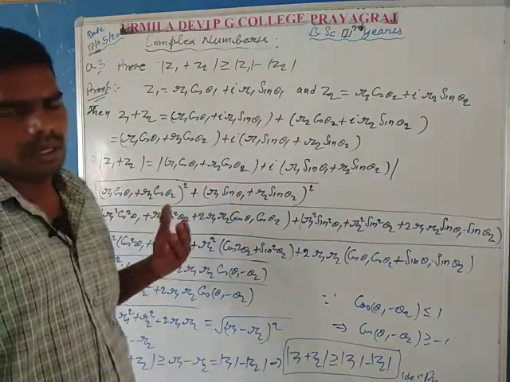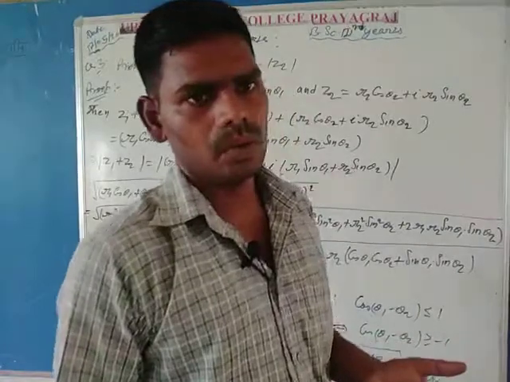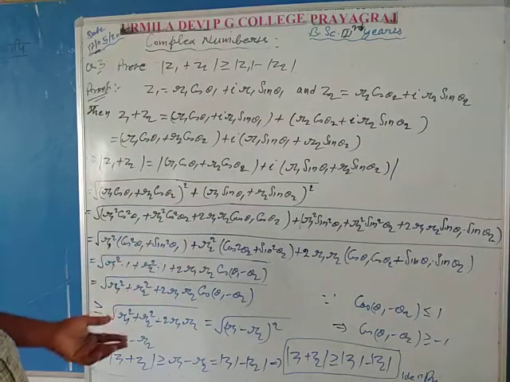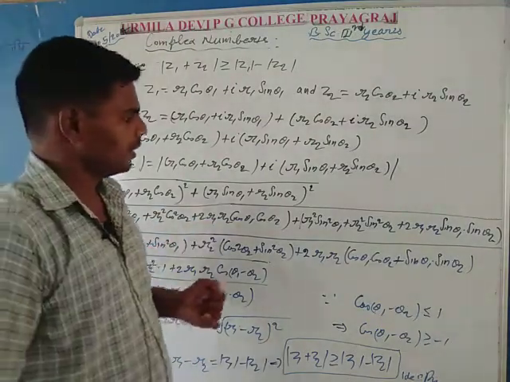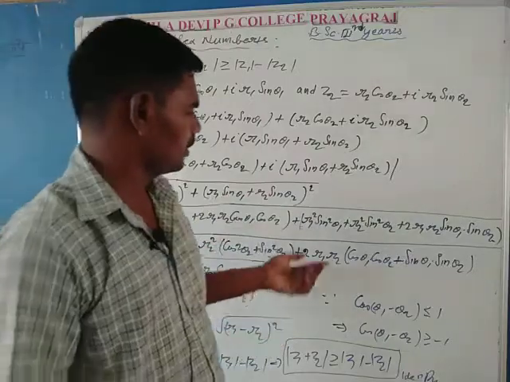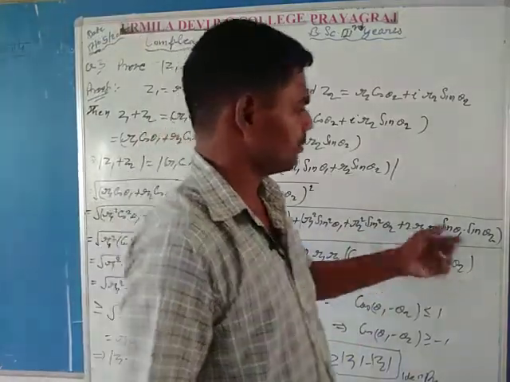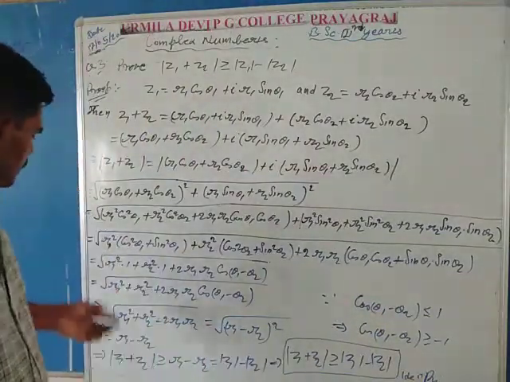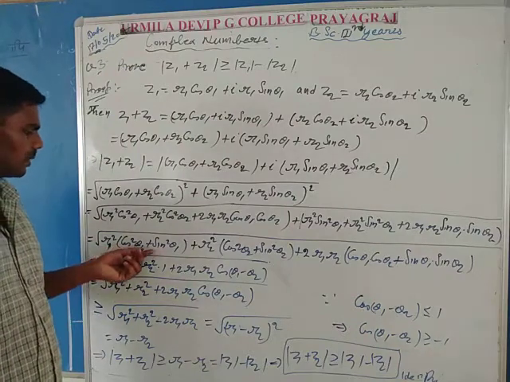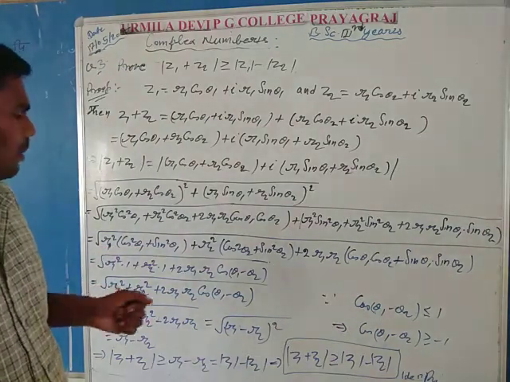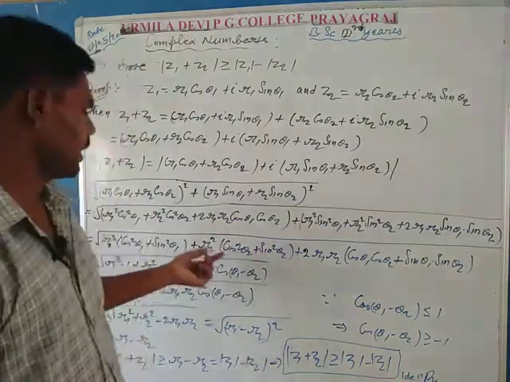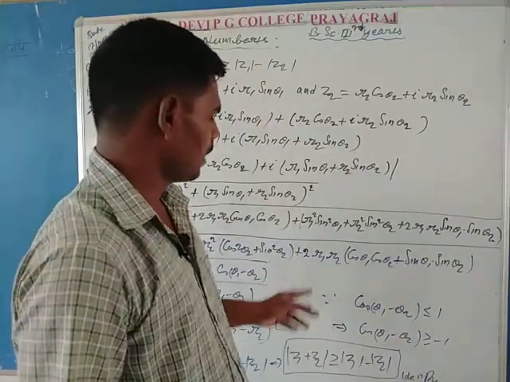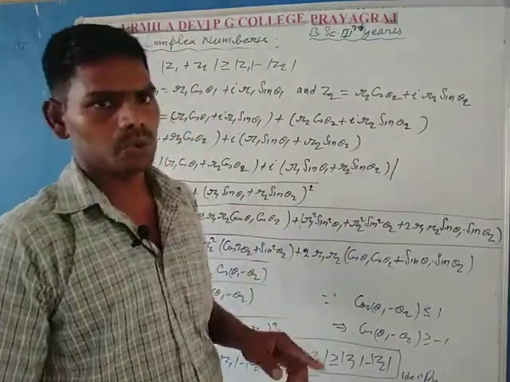Each square is expanded by the rule of (a + b) squared. So here, first squared, second squared, plus 2 times first and second, and the same formula is used in the second bracket. After that, collect all r1 squared in one bracket, so r1 squared times (cos² θ1 + sin² θ1), and collect all r2 squared in a second bracket, meaning (cos² θ2 + sin² θ2), plus collect all 2 r1 r2 in the third bracket.